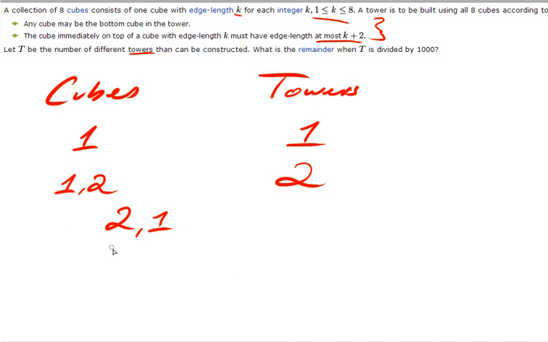And my notation here is this listing denotes the order of cubes from lowest to highest. So this would be the bottom cube, and this would be the top cube. 1 would be on bottom, 2 would be on top. So in this case, we have two towers.